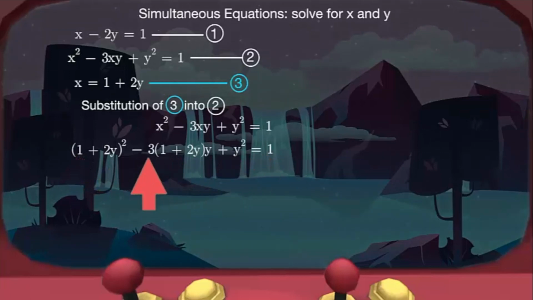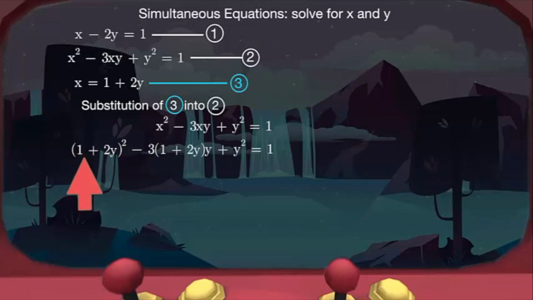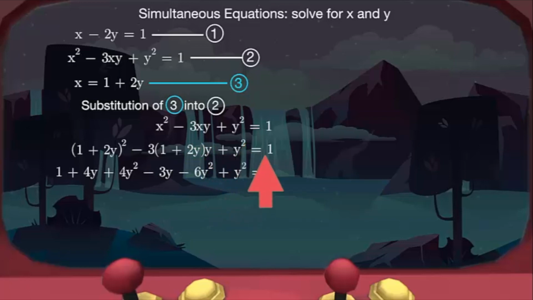Substitution done. And now I'm just going to multiply. So this is a product of two binomials, and I know you know how to do this one. So we simply go the first times the first, that gives us 1. First times the second times a 2, that gives us plus 4y. And then second times second becomes a plus 4y squared. Now the next one is a distributive law. So we have a minus 3y that we have to multiply in with the 1. That gives us minus 3y. And we have a minus 3y times the plus 2y, and that gives us minus 6y squared. And don't forget to write down the plus y squared again, as well as this 1.